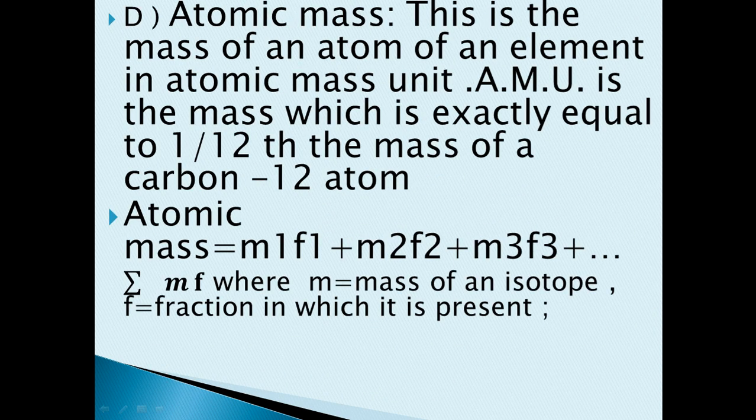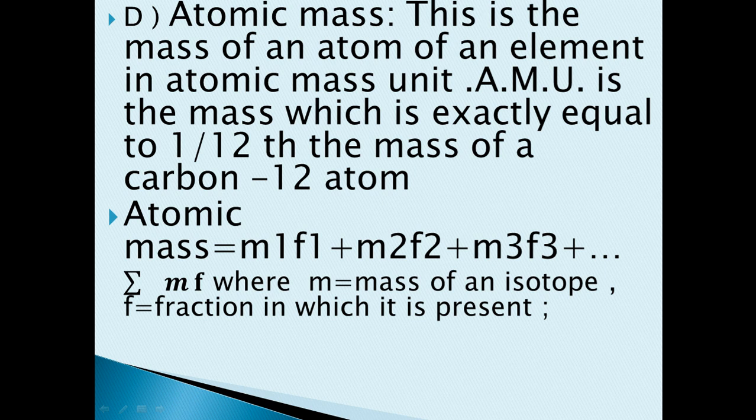D. Atomic mass. What do we call atomic mass? This is the mass of an atom of an element in atomic mass units. So the mass of an atom of an element in atomic mass units is said to be an atomic mass. AMU, which is atomic mass unit, is the mass which is exactly equal to 1/12 the mass of a carbon-12 atom. Exactly. So when you take the mass of a carbon-12 atom and you divide it by 12, it gives you 1 atomic mass unit.